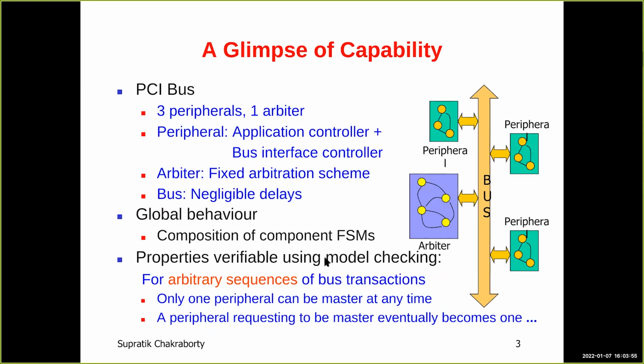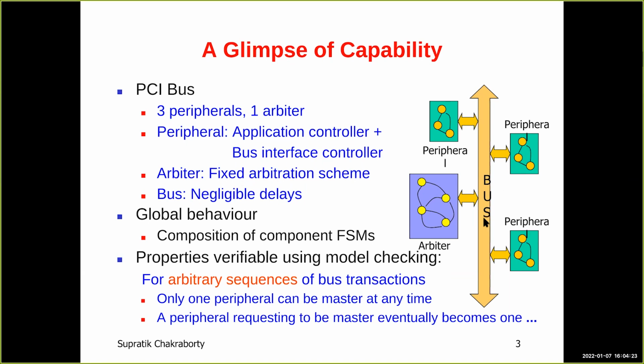This is just to give you a slightly high-level idea of what's going on. Typically we would have multiple components. For example, in this case, there are 3 peripherals, 1 arbiter, and there might be a fixed arbitration scheme. Each of the peripherals may have an application controller and a bus interface controller.